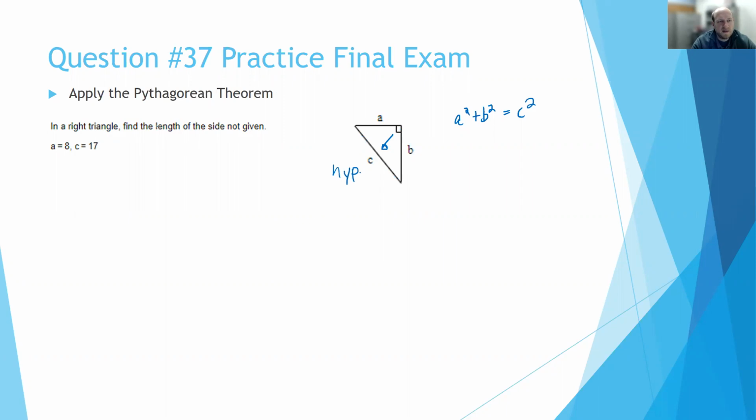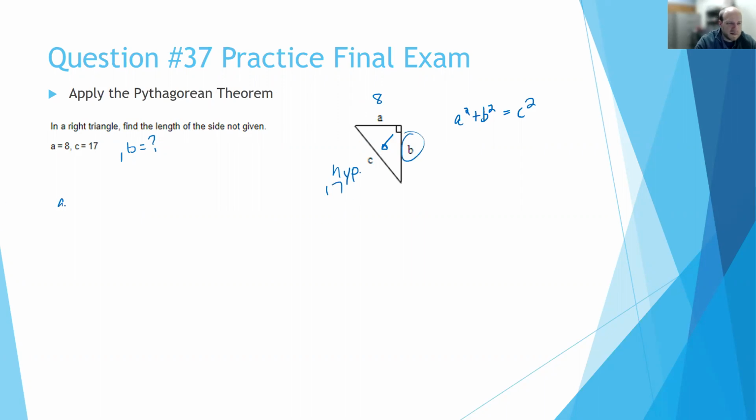It doesn't really matter. But in this right triangle, find the length of the side not given. So we have a equals 8, c equals 17. What is b, right? We need to know what b is. So a is 8, this is 17. We need to know b.